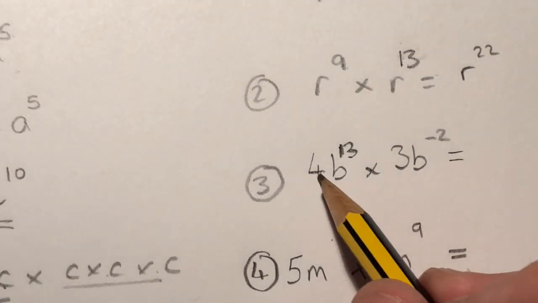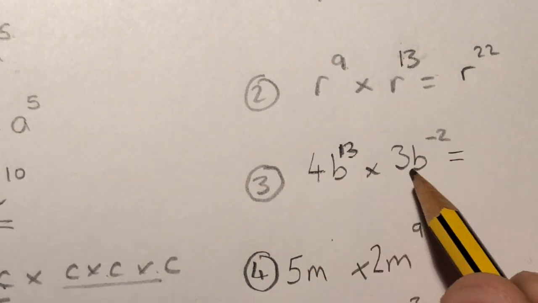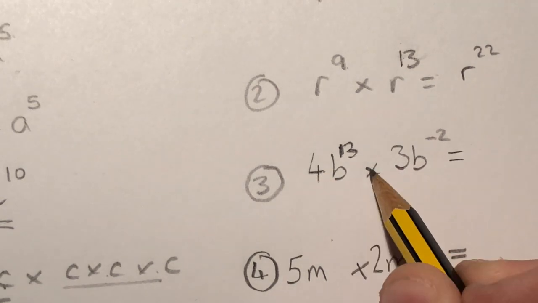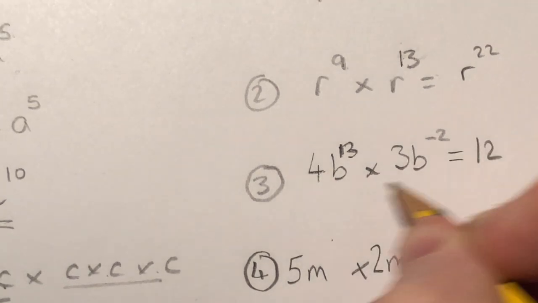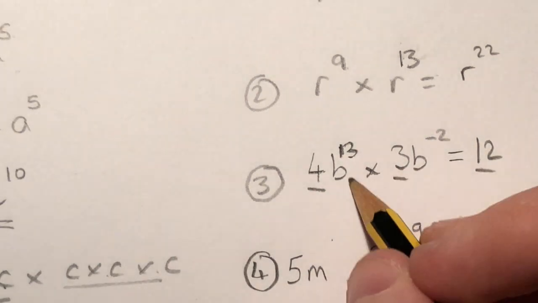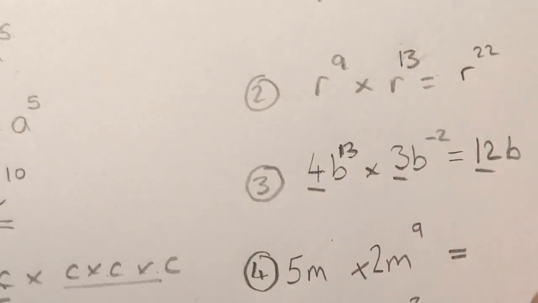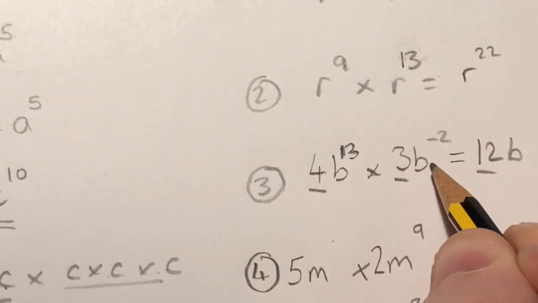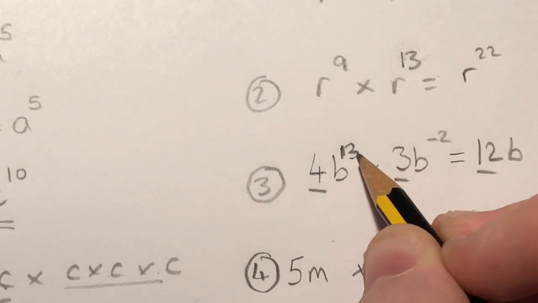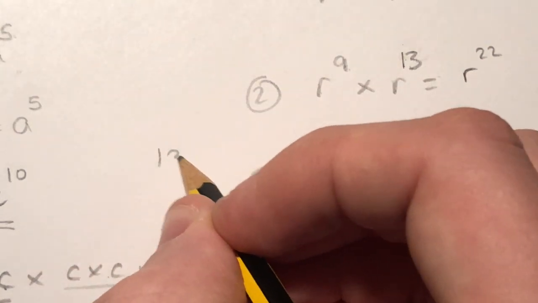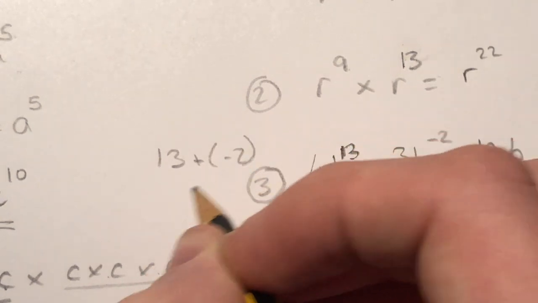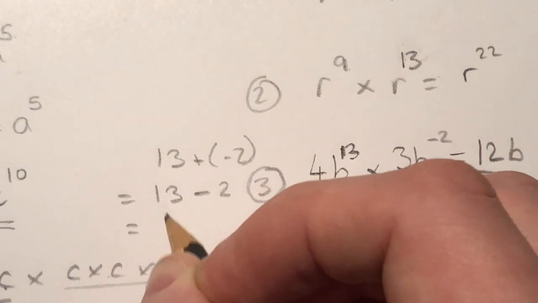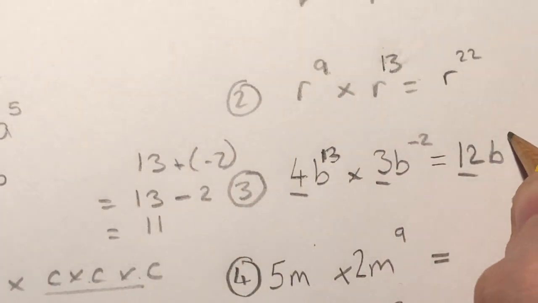And then it gets a wee bit trickier because we now have big numbers, coefficients, in front of the b's. These still times normally, so 4 times 3 gives us the 12. The base still remains the same. We still have a b in there, and now we have to work out what the power is. We've got b to the power of 13 times b to the power of negative 2. Well, 13 plus negative 2 is the same as 13 minus 2, which gives us 11. So this is 12b to the power of 11.